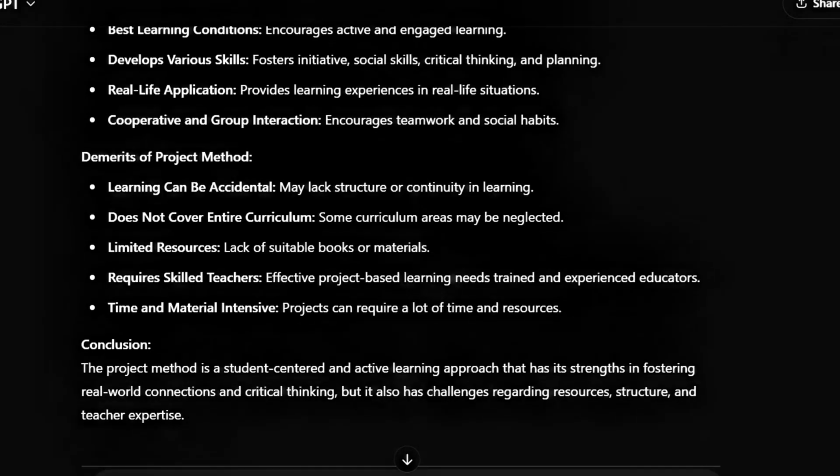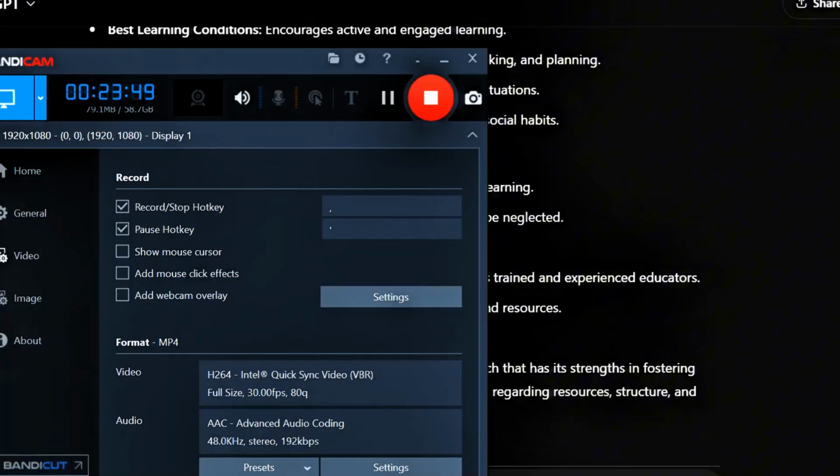Conclusion. The project method is a student-centered and active learning approach that has its strengths in fostering real-world connections and critical thinking, but it also has challenges regarding resources, structure, and teacher expertise.